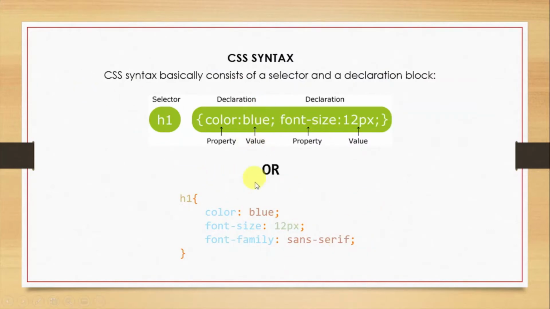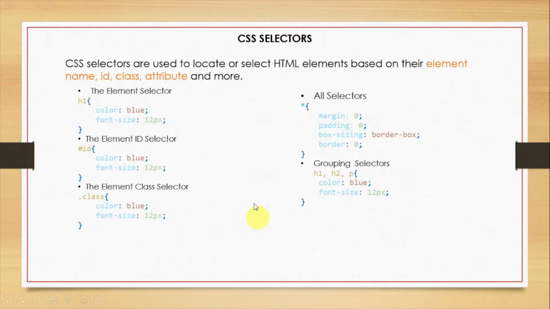You can write it this way, but I'd prefer you put it this way, that's the vertical way. And also we have some CSS selectors. CSS selectors are used to locate HTML elements based on their element name, ID, class or attribute and more. Okay, so you can check out this.